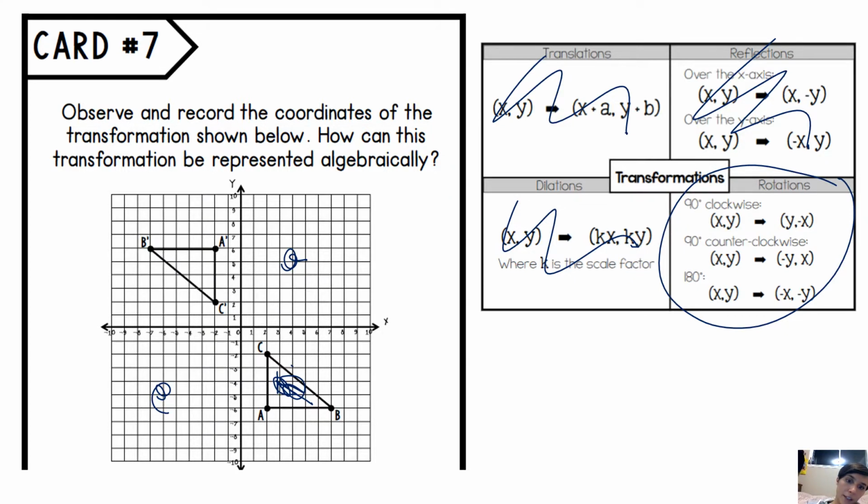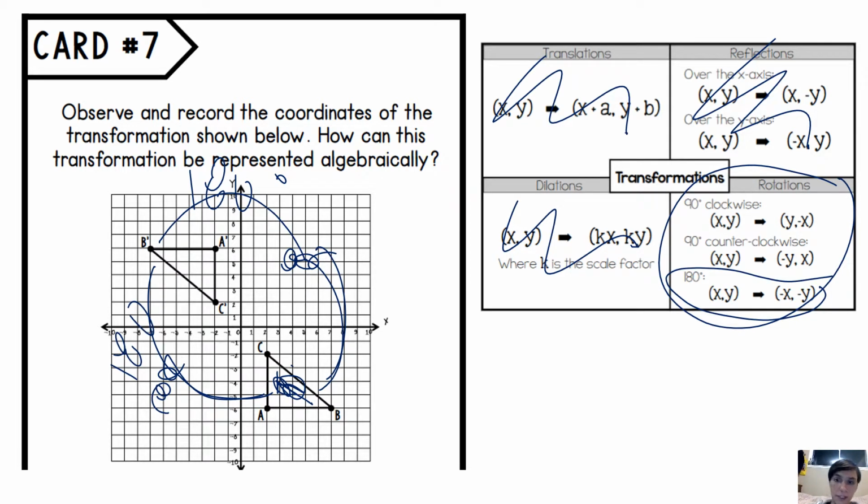Here, if it went 90 degrees, it would end up here, counterclockwise. 90 degrees, it would end up here, clockwise. So it's not 90. So here's 90, 180. 180 degrees. And for 180, since it would be 180 going counterclockwise and 180 going clockwise, we can just say 180.